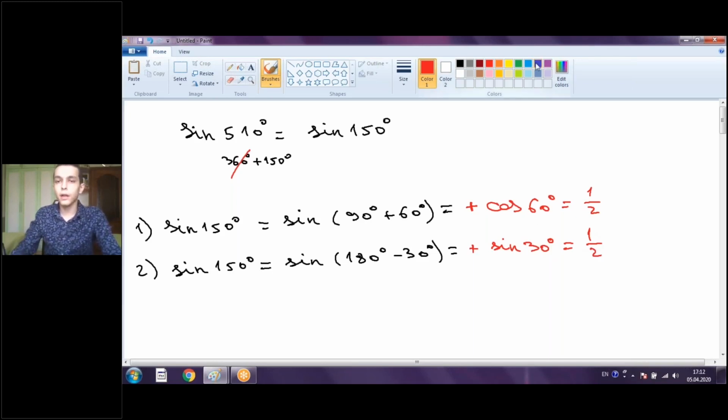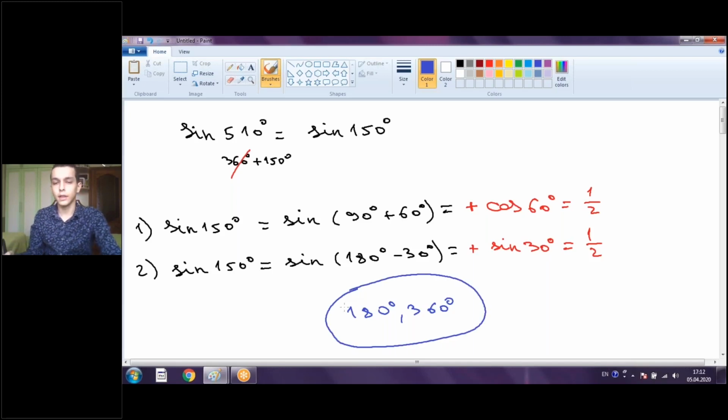In my opinion, it's better to always use 180 degrees or 360 degrees. Why? Because, as I mentioned before, 90 and 270 change your function. So in the exam, you can forget this step and your answer will not be correct. So try to use only 180 and 360 degrees. That's all about trig functions and simplification of trigonometric functions. Thank you for your attention.